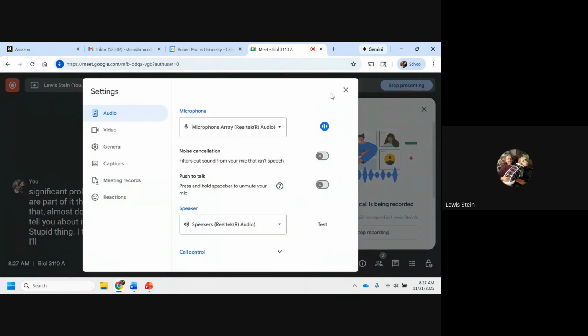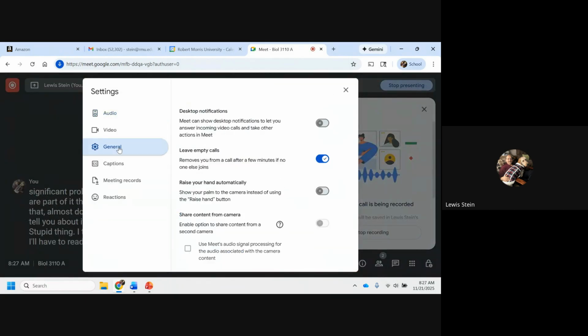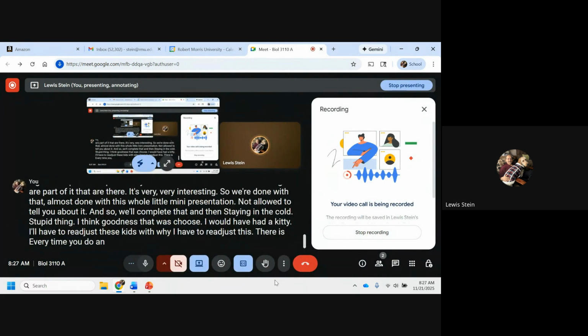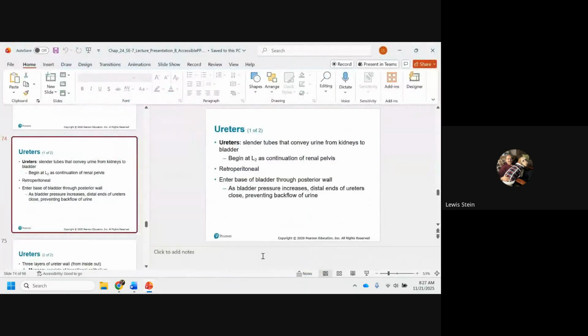Oh, I have to readjust these. Why? I have to readjust this. There it is. Every time you do an update, that happens. So hopefully this will stay.